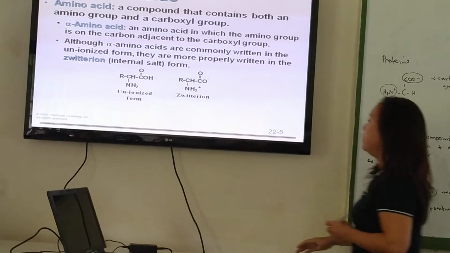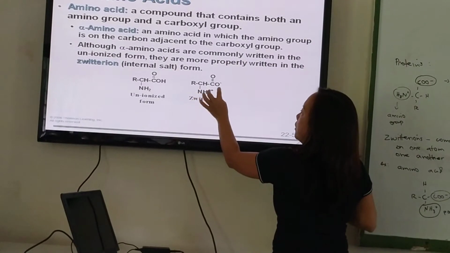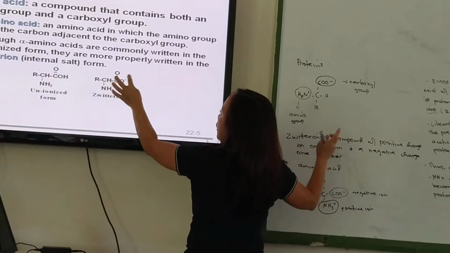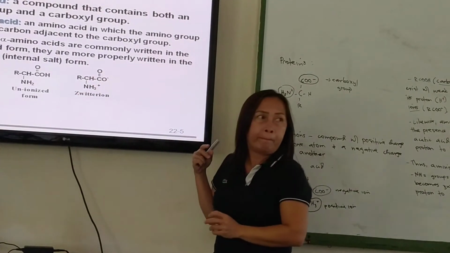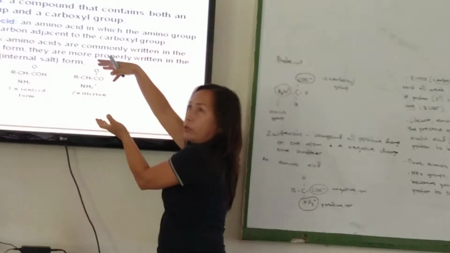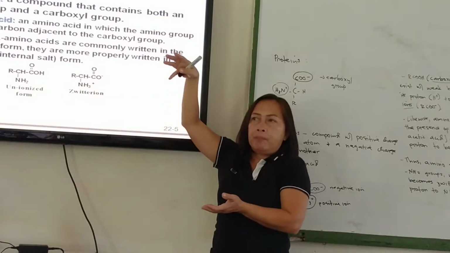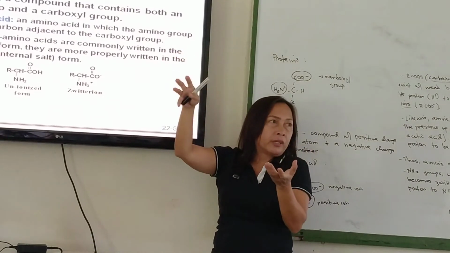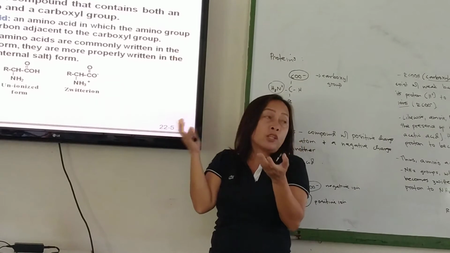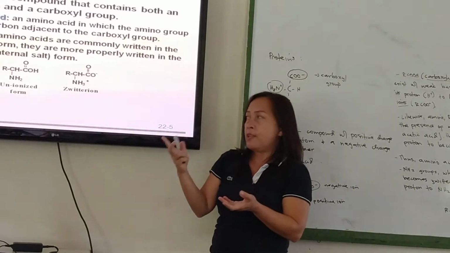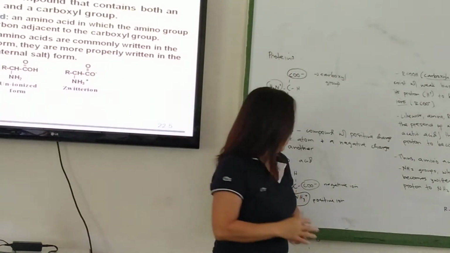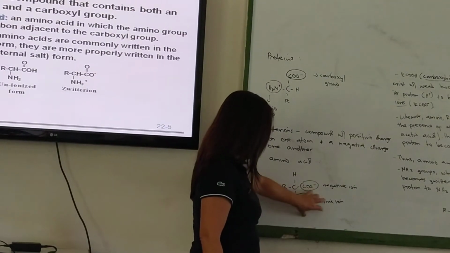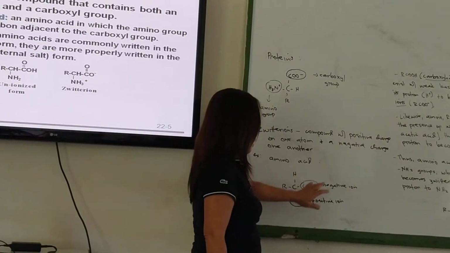When you say zwitterion, it's a compound with both a positive and a negative charge. So you have the amino group and the carboxyl group in an ionized form. Usually, when an amino acid is present in water, its form is a zwitterion, so you can see the positive group and the negative group.